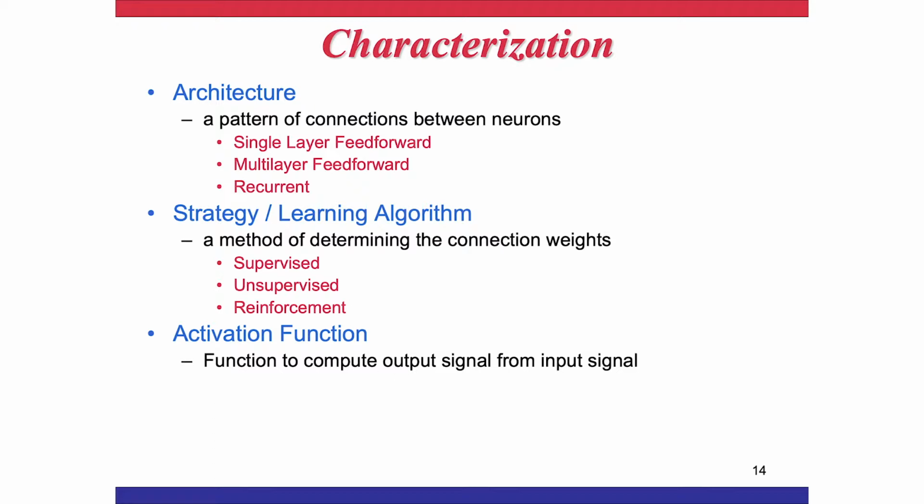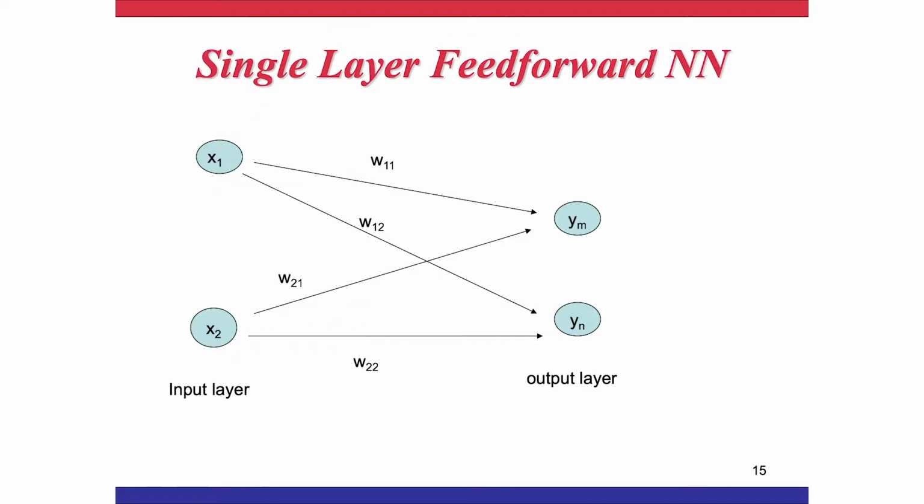The architecture of the neural network can be single layer feed forward, where we have only one input layer and one output layer, which is the minimum architecture for a neural network, and we can associate weights from each of the input nodes to the way it combines in the output layer. This is a very simple, simplistic model of the neural network.